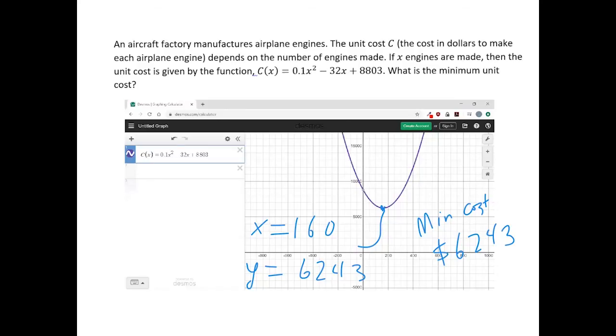And you can always use the graph like this to find maximums and minimums when it's a quadratic function. You just graph it, find where the vertex is, and there's your answer.